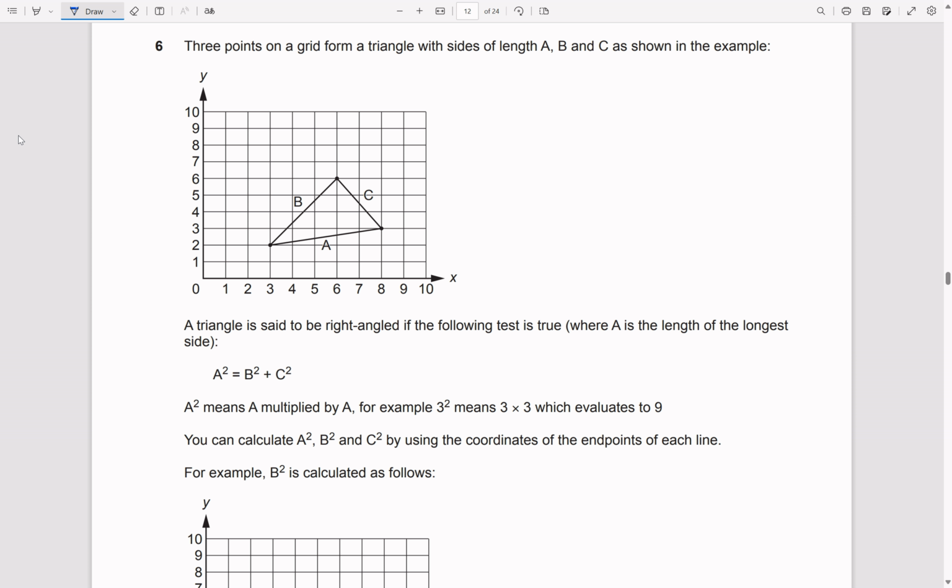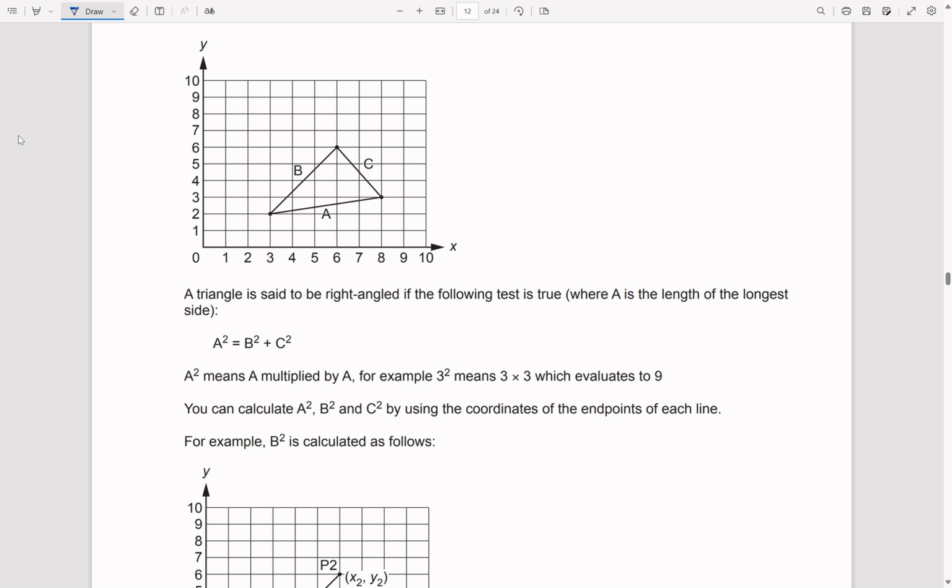Number 6 says three points on a grid form a triangle with sides of length A, B and C, as shown in the example. A triangle is said to be right angled if the following test is true, where A is the length of the longest side: A squared equals B squared plus C squared. So just Pythagoras.